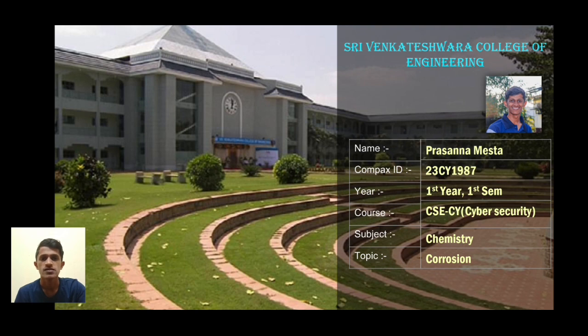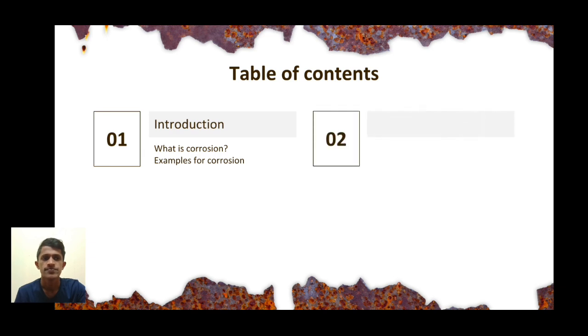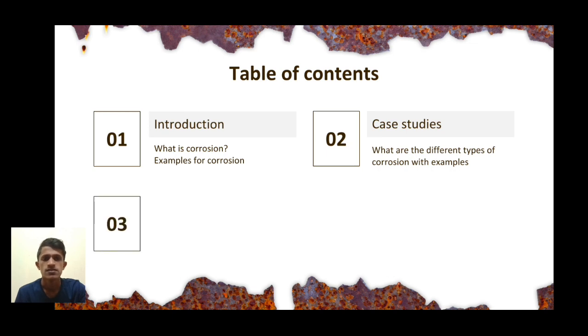Today's topic is corrosion. In this topic, we are going to learn about, first, what is corrosion and examples for the corrosion. Second, what are the different types of corrosion with examples. Third, what are the measures to prevent the corrosion?